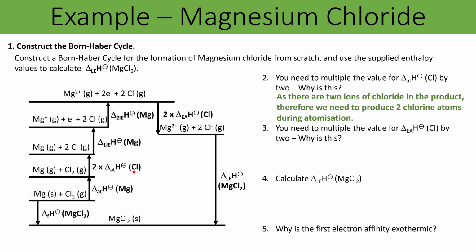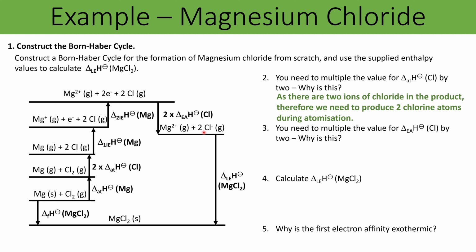If you're given the bond enthalpy instead, which they sometimes do, then you wouldn't need to multiply it by 2, because if you break the bond, you automatically form 2 atoms. So do keep an eye out for that. It's sometimes a variation on the question type that they do. Next up, we needed to multiply the value for the electron affinity of chlorine by 2. Why did we need to do that?